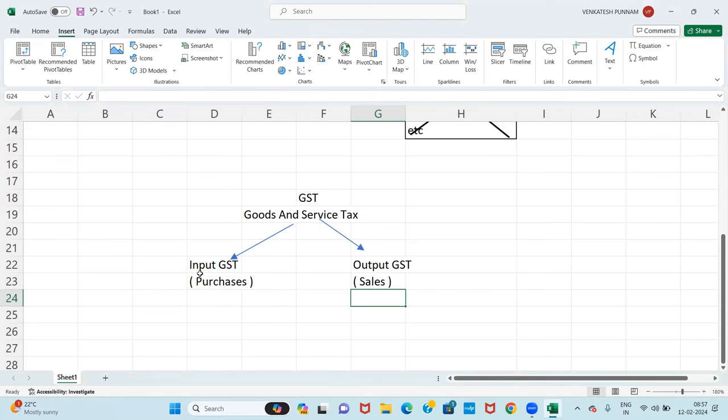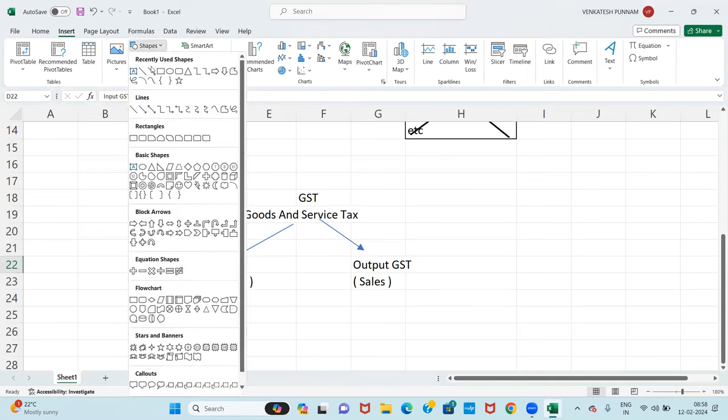Input GST is again divided into three types. One more type is also there, the fourth type, which I will tell you later. First, try to understand this.